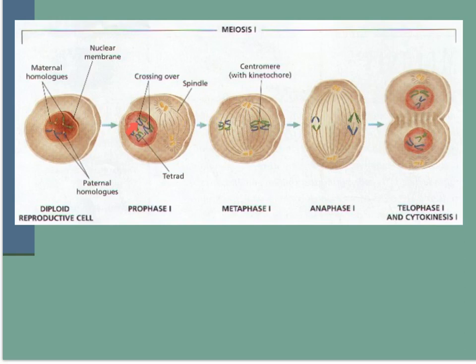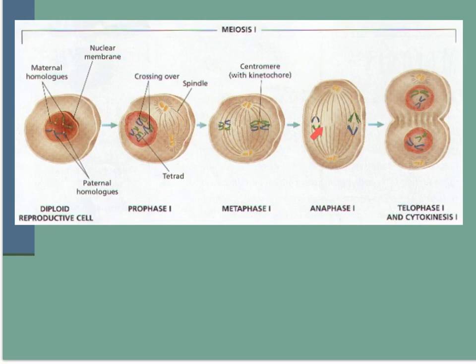In metaphase 1, we have the two sets of chromosomes lining up. So instead of having a single line of chromosomes, we have two lines of chromosomes. And so we say that the tetrads have lined up randomly in the middle of the cell. In anaphase, the spindle fibers pull the complete chromosome to one side of the cell.